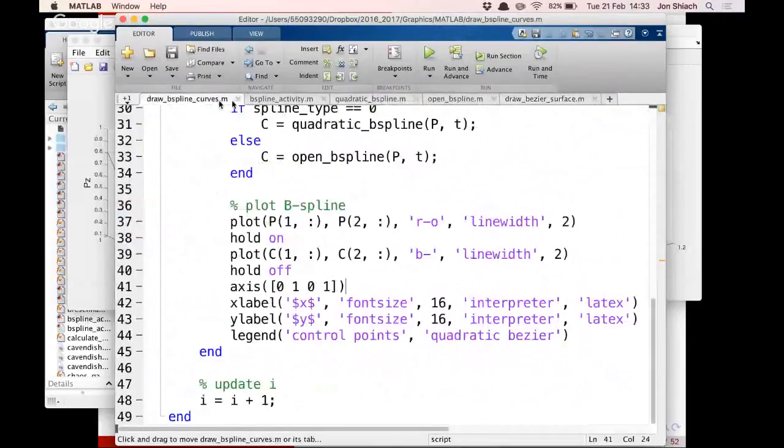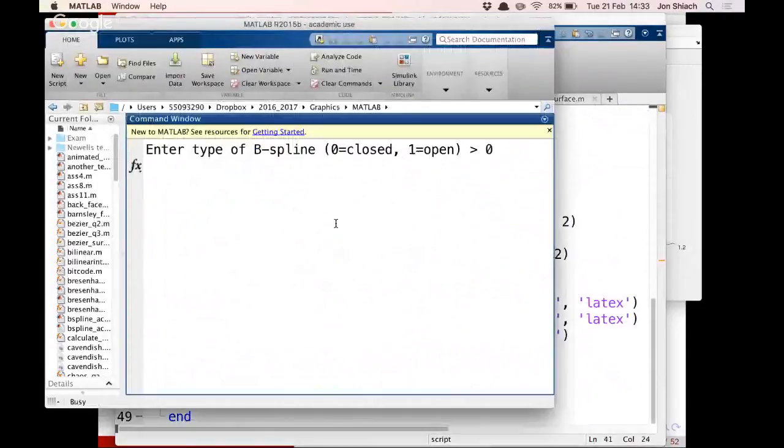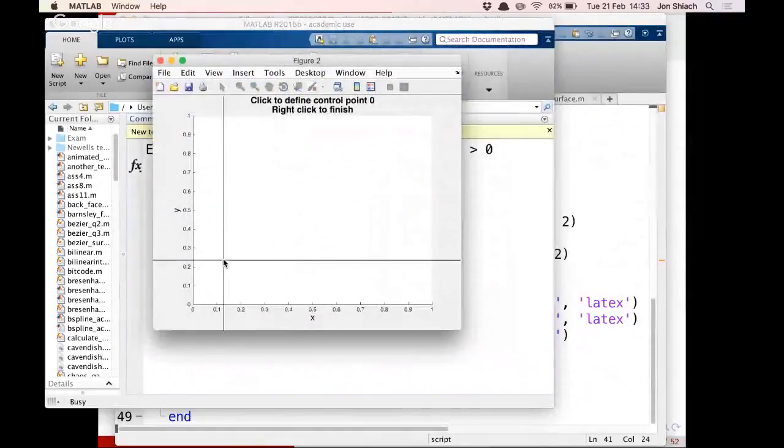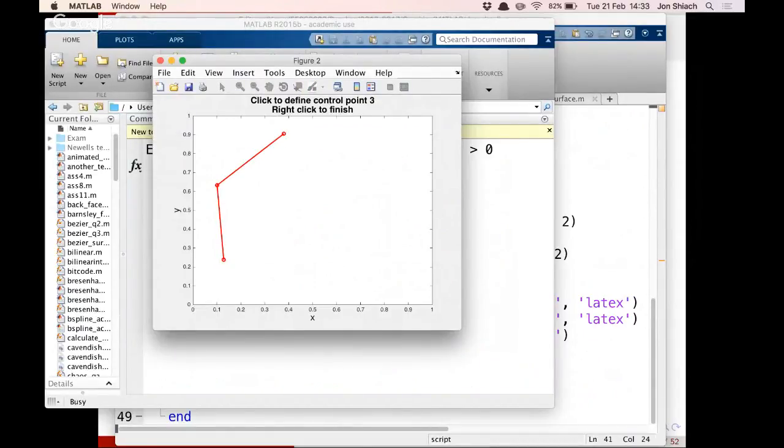Dual B-spline. Okay, I want a closed B-spline. I've written a little program which just allows me to click. The first 3 control points there aren't enough to define a Bezier curve yet. Let's click down there. Now I've got a Bezier curve, but notice it doesn't extend all the way to the end.